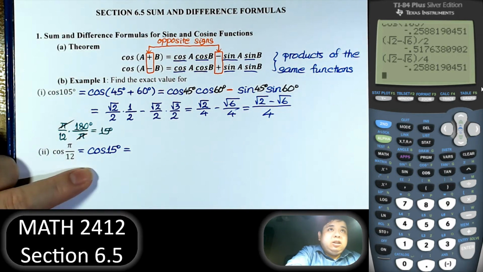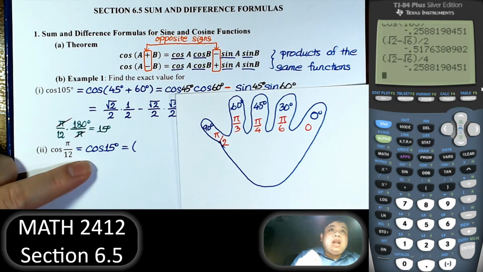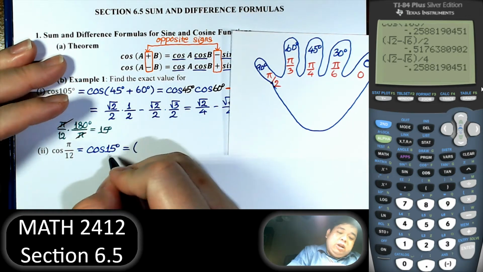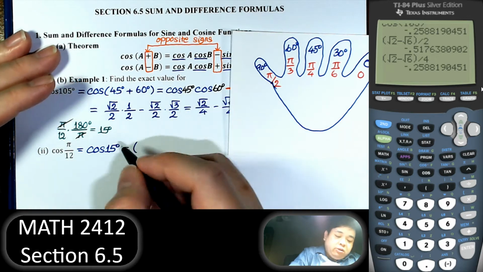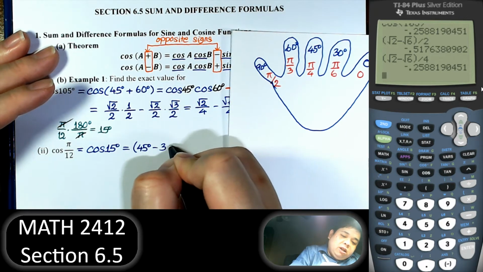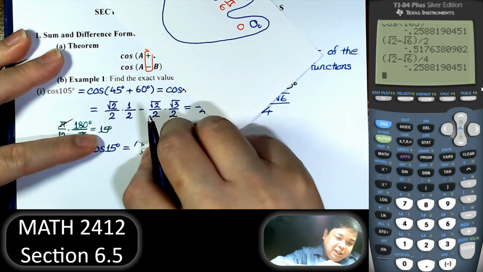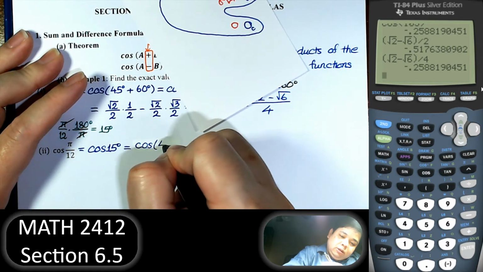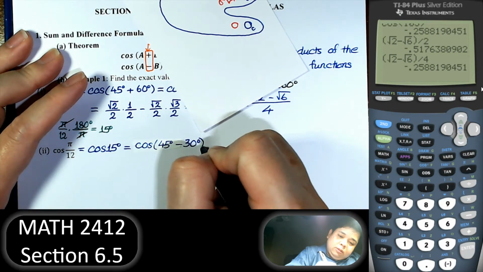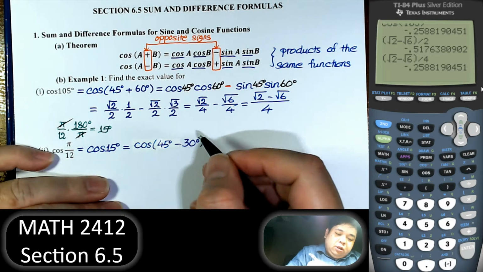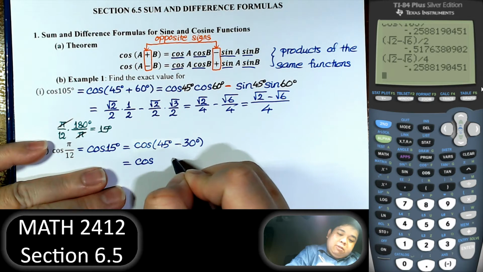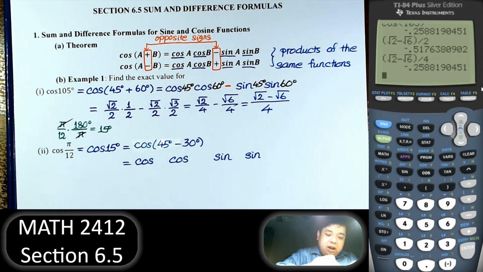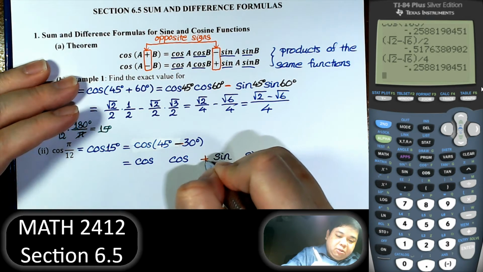Now, if we want 15 degrees, remember the nice values that we know are 0, 30, 45, 60, 90, and the multiples of those angles. So to get 15, it could be 45 minus 30 or 60 minus 45. Let's just do 45 minus 30. Of course, we need the cosine. Once again, cosine, the product of the same function, and if this is minus, the sign in the middle will be opposite to that, it's a plus.